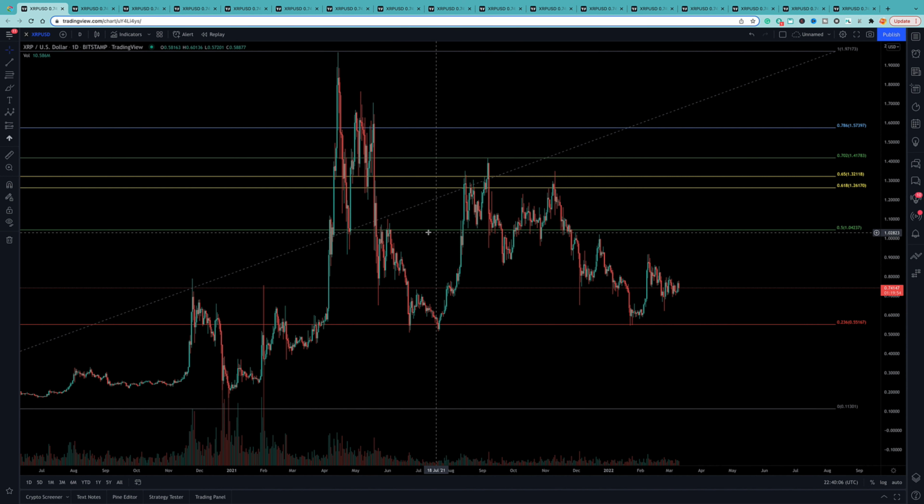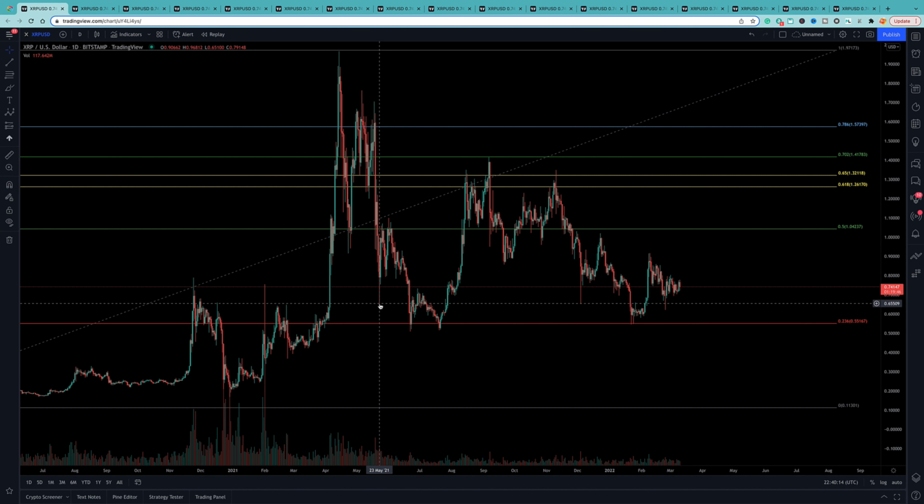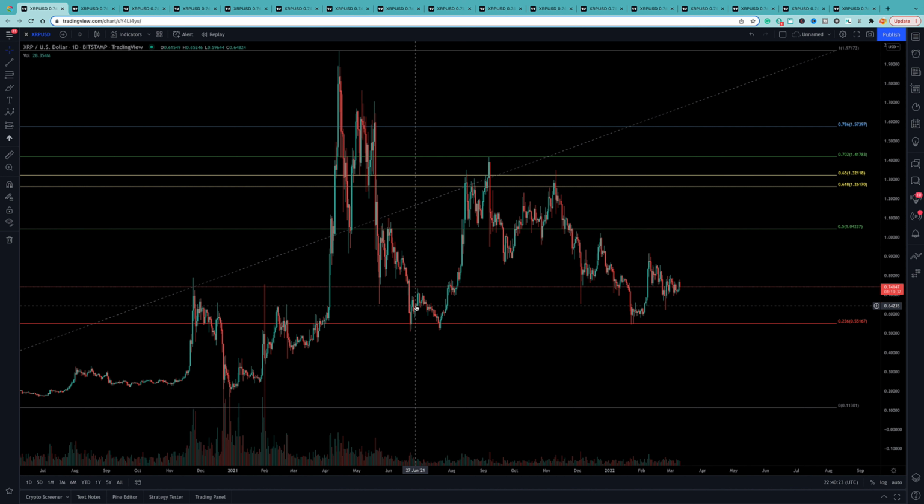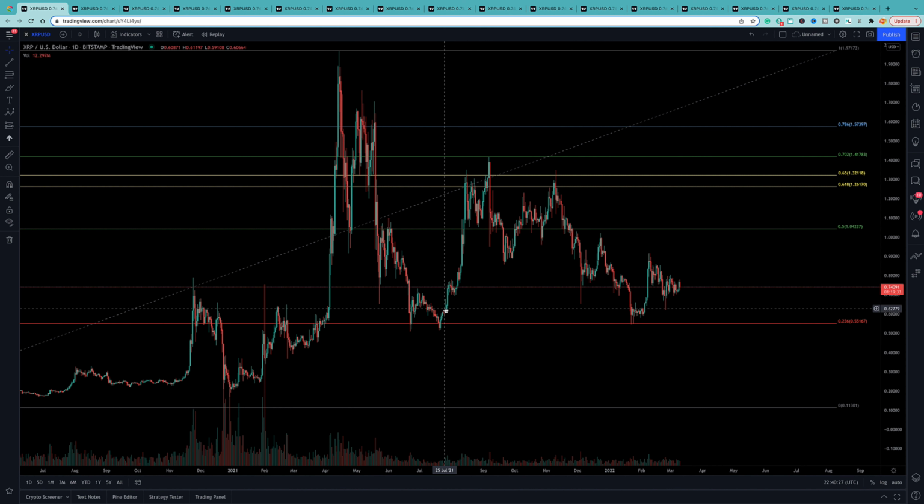So this is one of the conversations I'm going to start to have more, is putting the fibs on the daily and starting to look at the bigger picture through the daily. Look, if it breaks this, gets rejected, where are we coming to? We're coming back down to the 236. It comes up, gets rejected again, okay, back down to the 236.